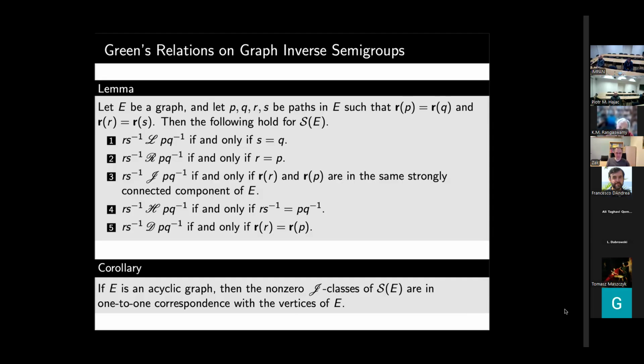So the J one, that's the one that we're interested in connection with the Ashen-Hall theorem. Two elements are in the same J class if their range vertices are in the same strongly connected component. But if you have a strongly connected component with more than one vertex, that means you have to have a cycle in that graph. And so if you start with a graph that doesn't have any cycles, then the J classes correspond just to the vertices. That's a simple observation, but that's the key to this construction.